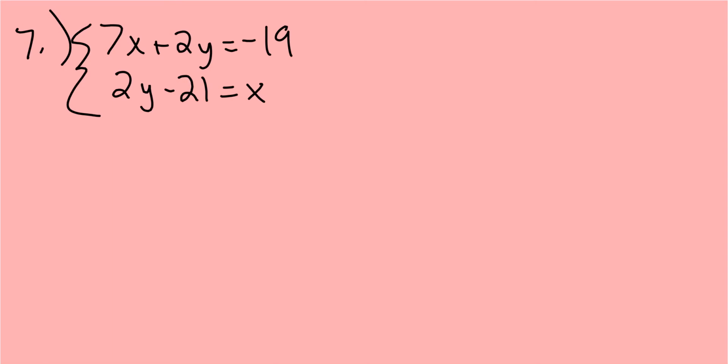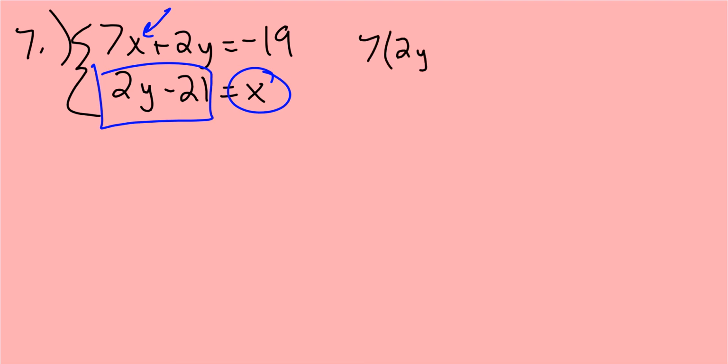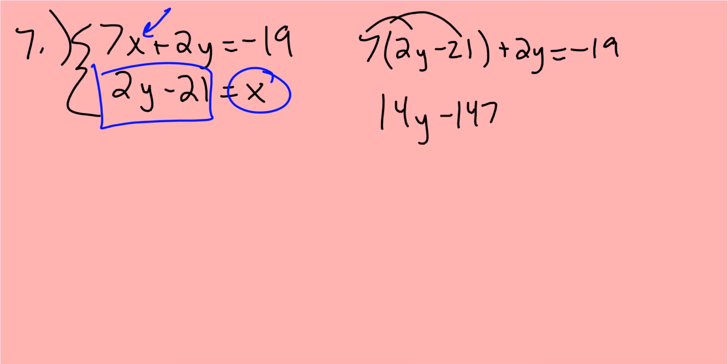Alright, number 7, exact same concept. Look, x is by itself. That means 2y minus 21 goes in the box, which means 2y minus 21 is going to take x's spot in the top line. So now I'm going to rewrite the top equation, 7, but instead of x, I'm going to put 2y minus 21 plus 2y equals negative 19. I'm going to use my distributive property, so I'm going to get 14y minus 147 plus 2y equals negative 19.